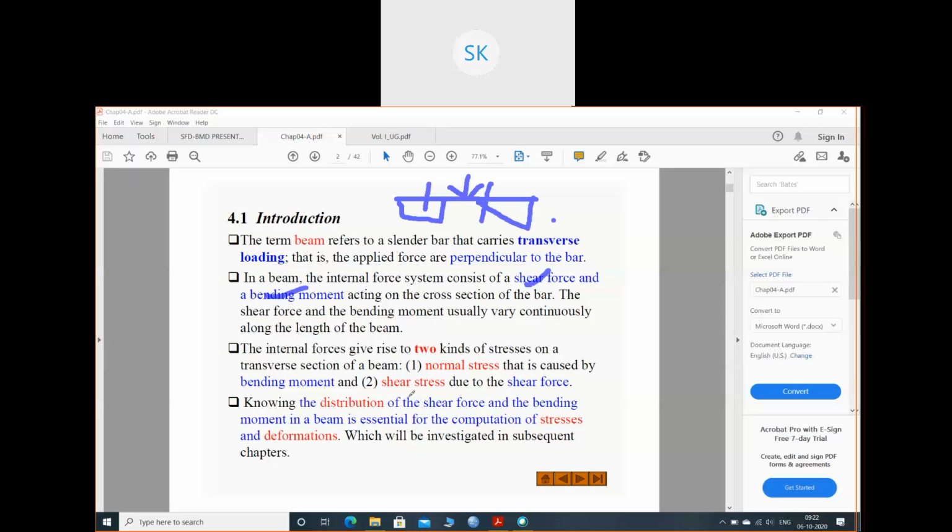So what is the need of this shear force and bending moment? When we design a structure, a beam, slab, struts, there will be some shear force and bending moment. Why do we need to know this shear force and bending moment? Because we will design the structure based on those stresses, right? Due to bending moment, it will generate normal stress. So to resist the normal stress, we'll provide reinforcement. We'll design the structure for that normal stress. Again, we'll design the structure for this shear stress.